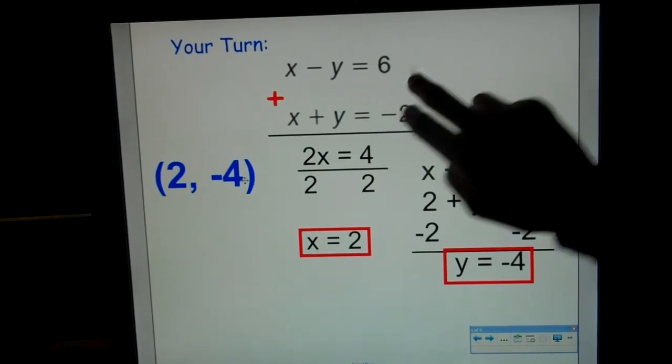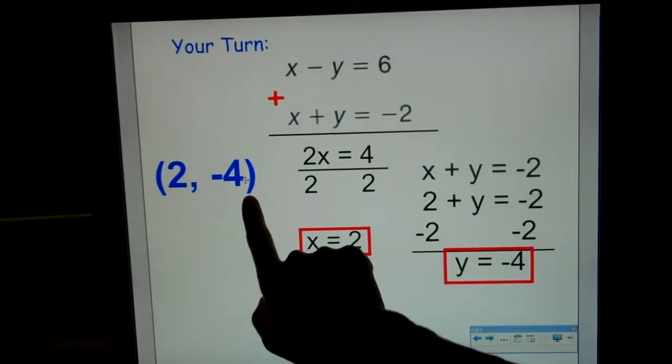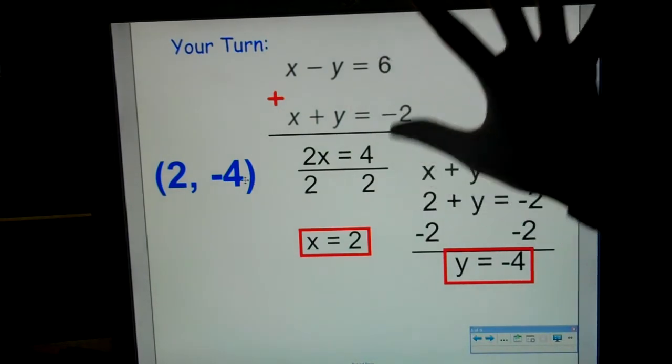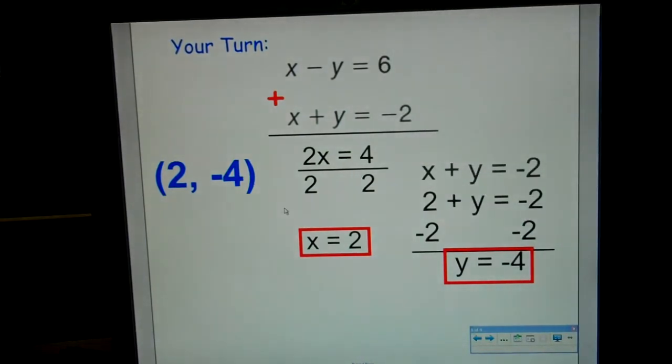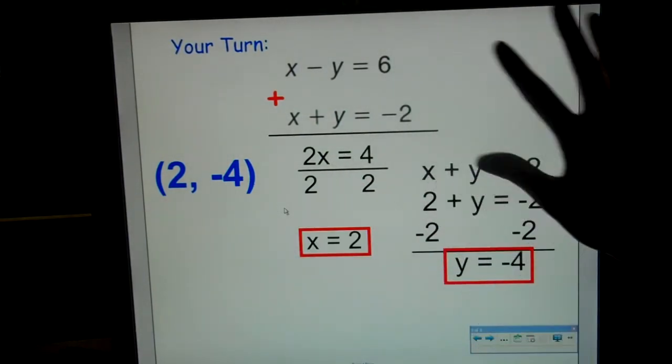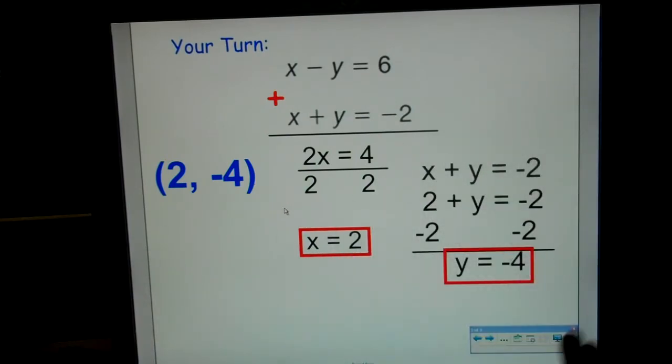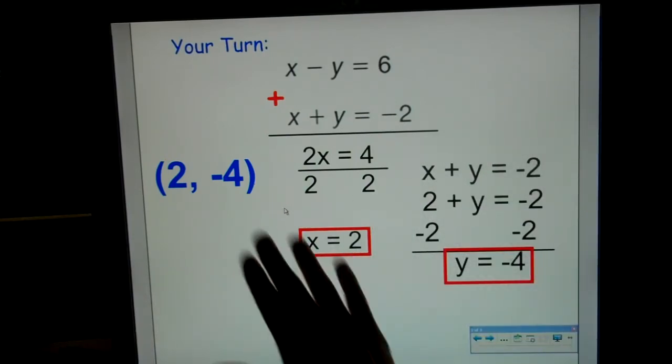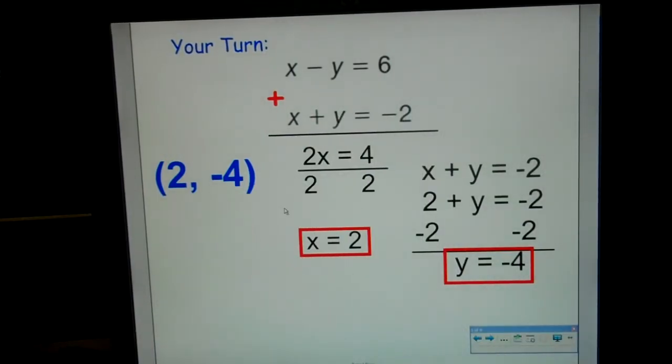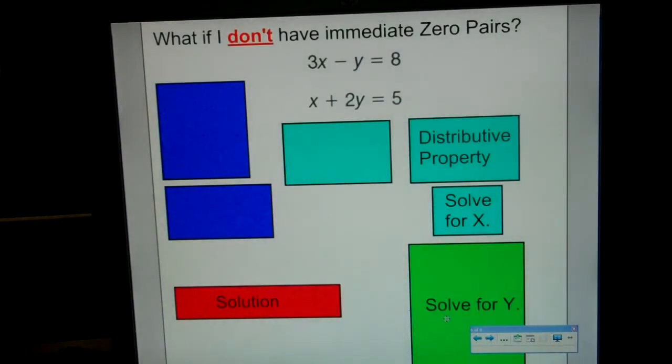These two lines will intersect at this point. Now there's no context. This is what we call naked math. It's just plain old math. There's no context. We're not talking about flowers or pens or markers or anything like that. This is just two lines and where they're going to intersect. Now, we can make up a whole story about that, but we're not going to do that right now. There's the solution.